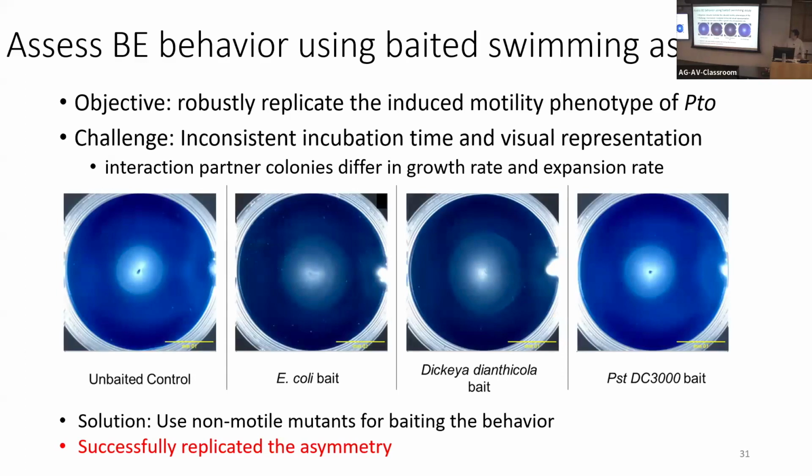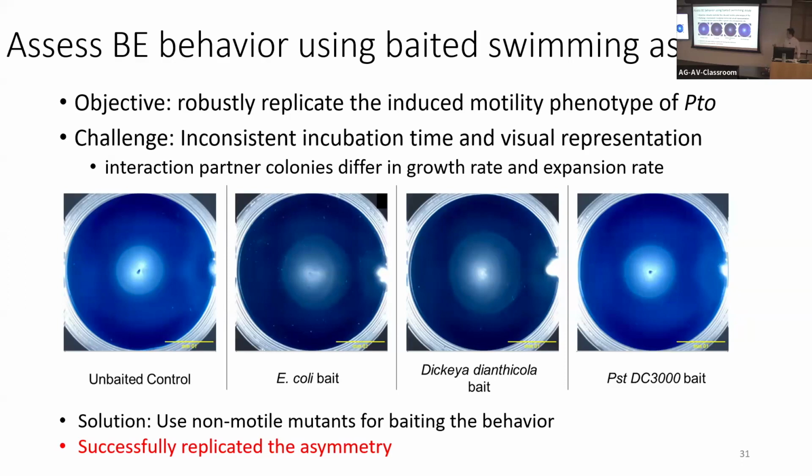You can see that when you have an unbaited control of the disease-resistant strain, it's more regular, radial and symmetric. Whereas when you have an E. coli bait here, it starts to behave non-symmetrically. The same with Dickeya. But when you put another disease-resistant strain as its interacting partner here, it's back to being radial. So great, now we have a standardized phenotype.